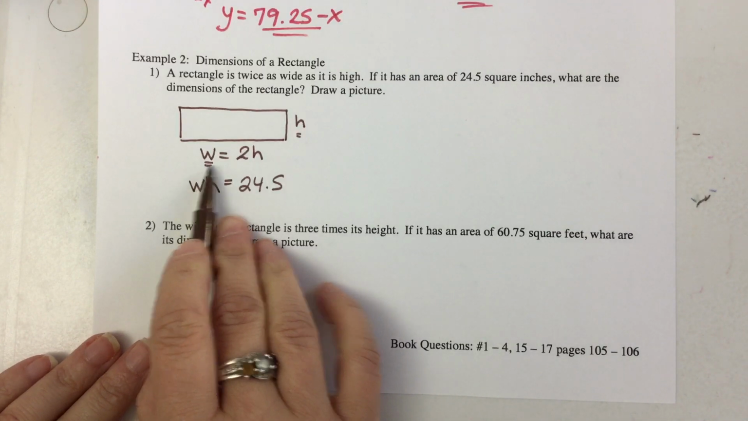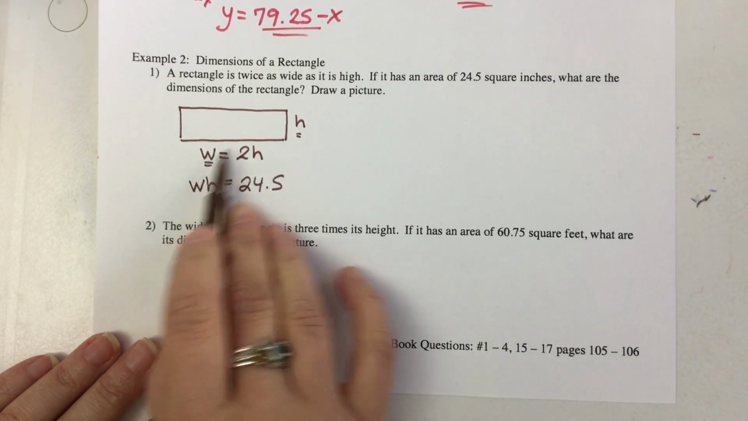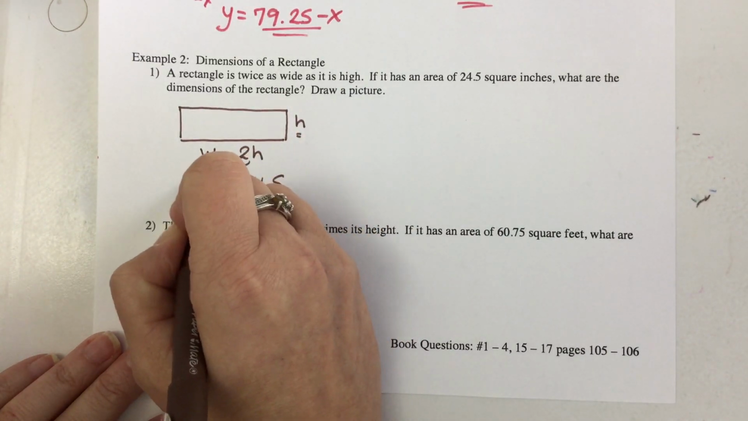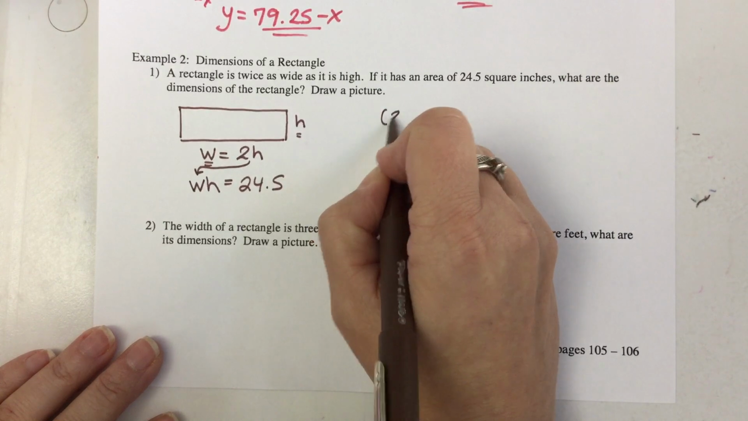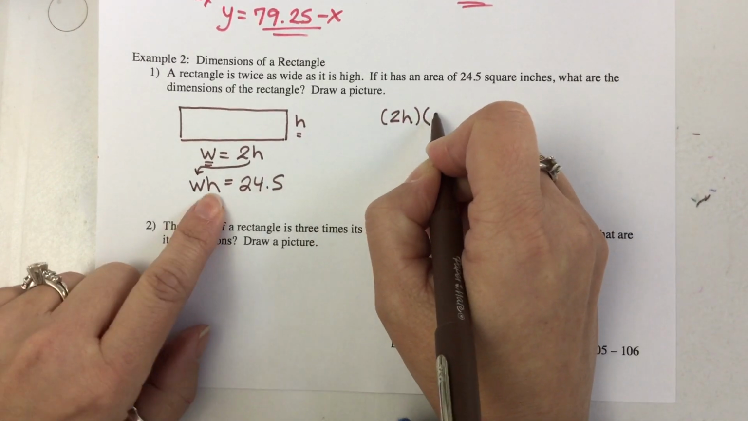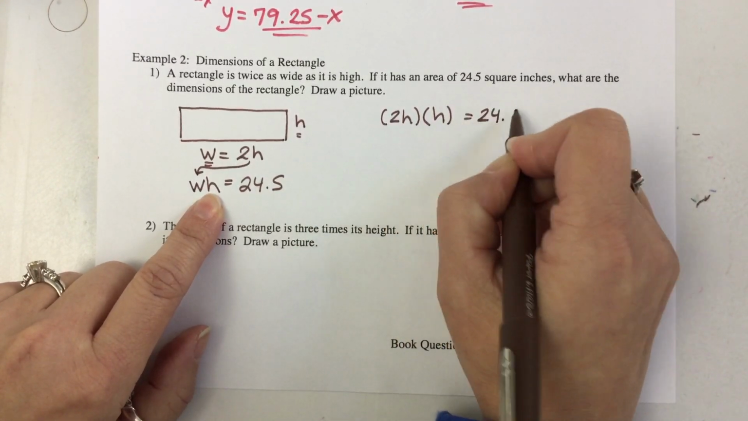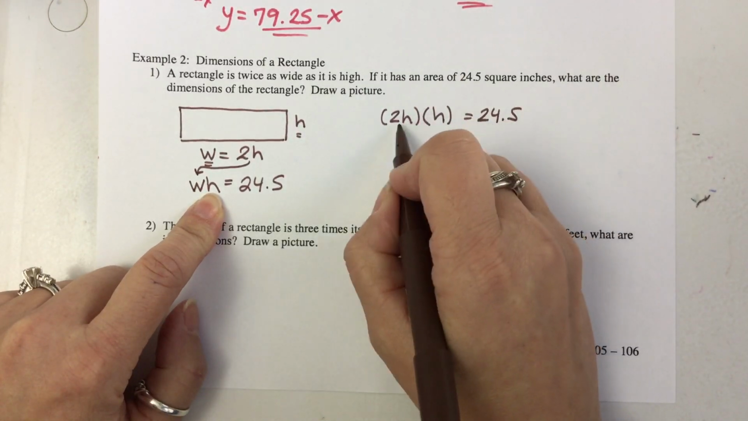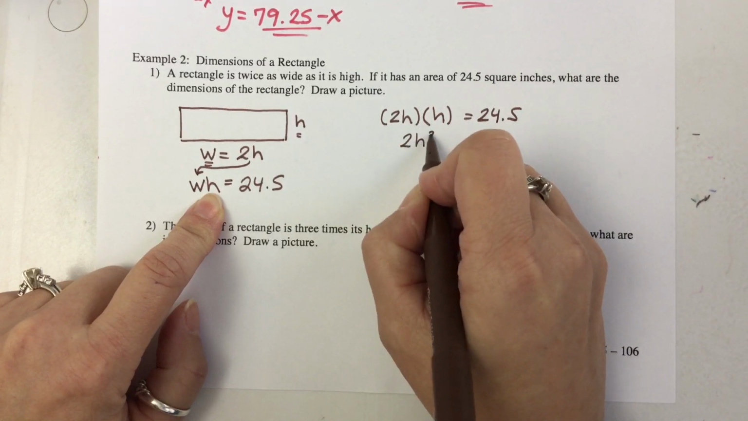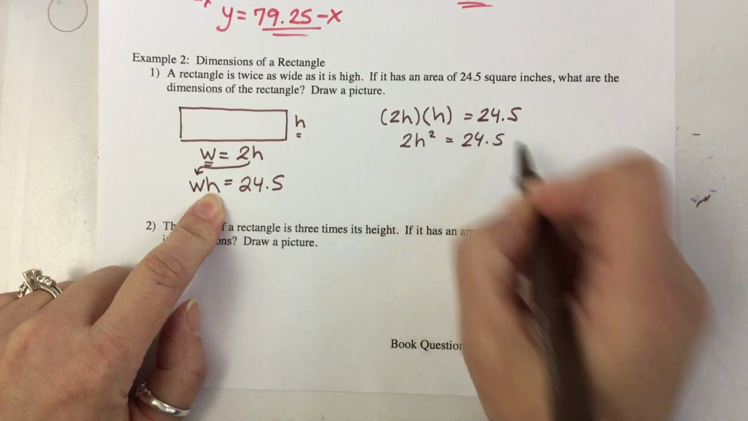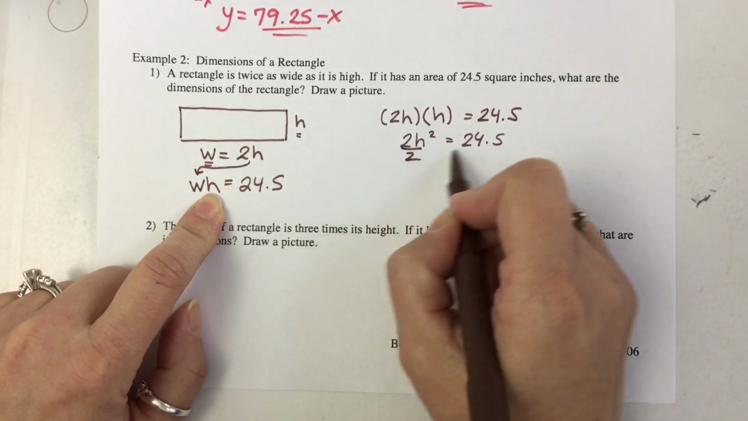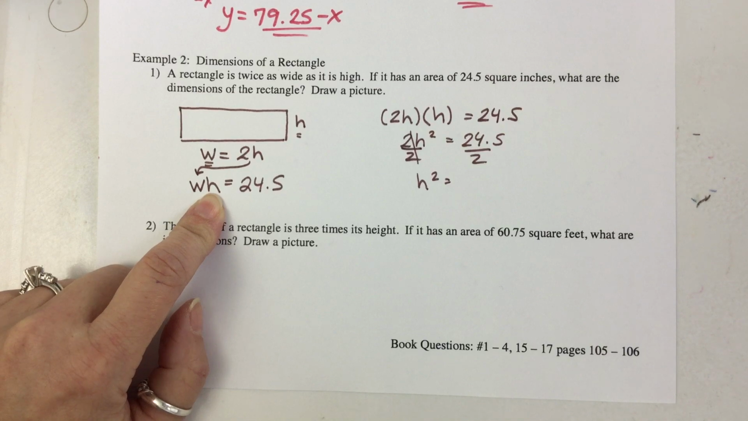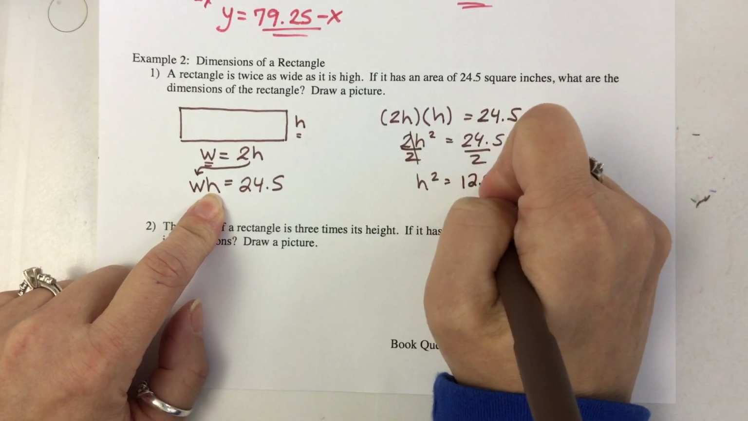Well, here we go. W is really 2 times h. W times h is 24.5. So I can take W and substitute in 2h. So 2h times h equals 24.5. This will help me find the height. If I multiply 2h and h, I get 2h squared equals 24.5. Divide both sides by 2. So h squared, 24.5 divided by 2 is 12.25.